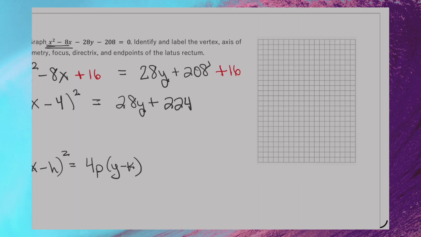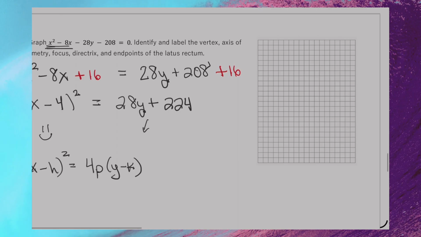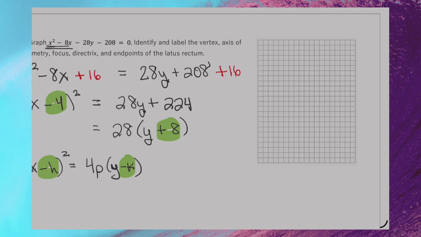Now, the left side looks fabulous, right? The right side needs to look a little different. If you notice, in this parenthesis where y is, there's a 1 in front of it. So I'm going to factor out a 28. If I factor out a 28, I will have y plus 8 here. This means that now that we have that form, I have my h and I have my k. So (h, k), which is the vertex, is 4, negative 8.